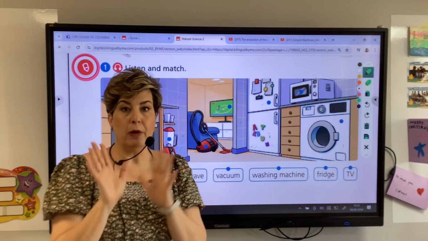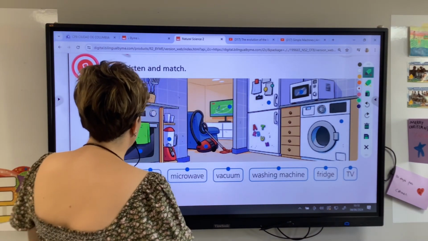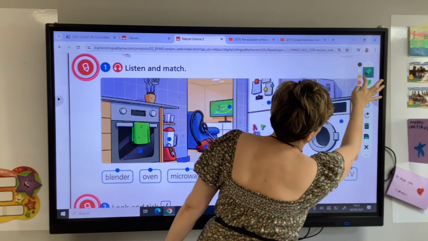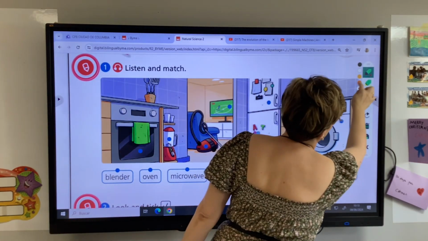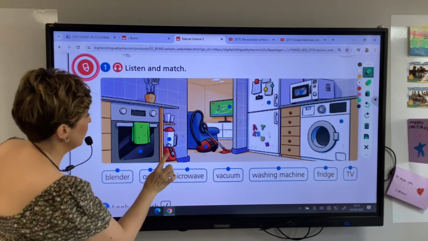So if you don't remember, I'm going to do it quickly. A blender, we're going to use color orange, for example. Orange for the blender. Which is the blender?